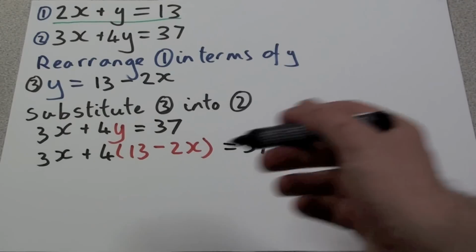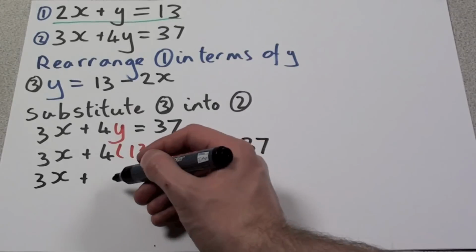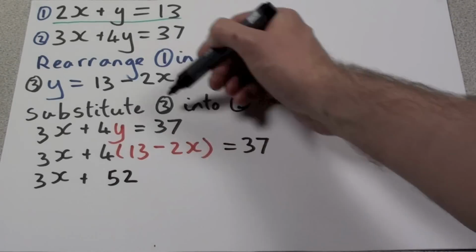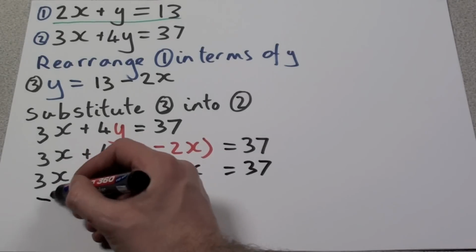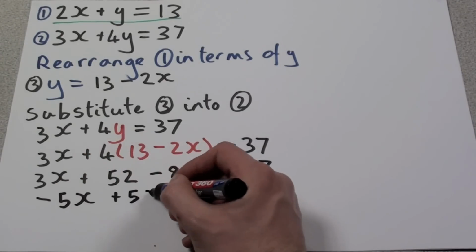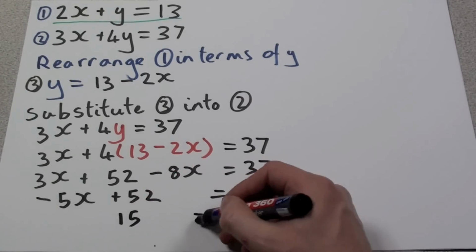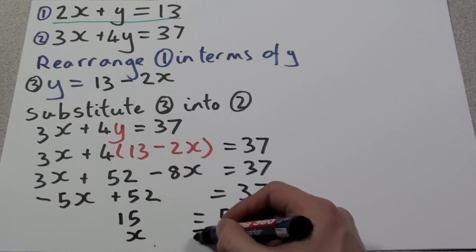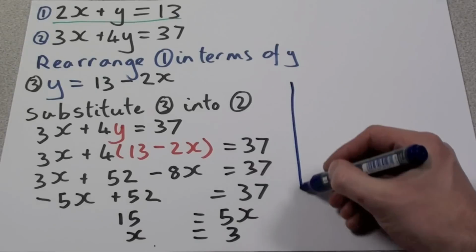Our goal here is now to expand our brackets, so 3x plus 4 lots of 13, which equals 52, and 4 lots of minus 2x, which equals minus 8x, and that still equals 37. So if I tidy this up and collect like terms, I get minus 5x plus 52 equals 37, and with a little bit of rearranging, I get down to x equals 3.